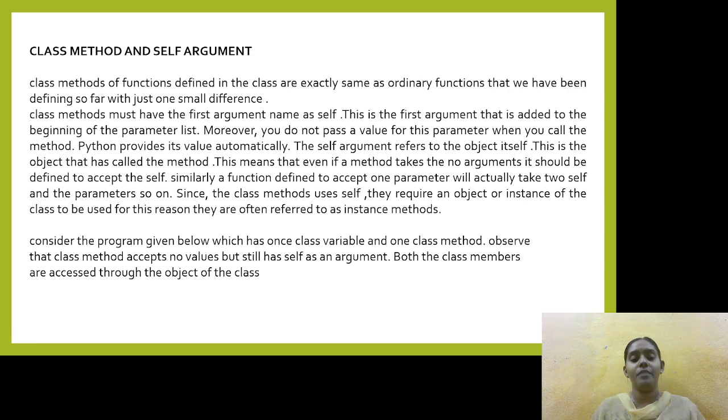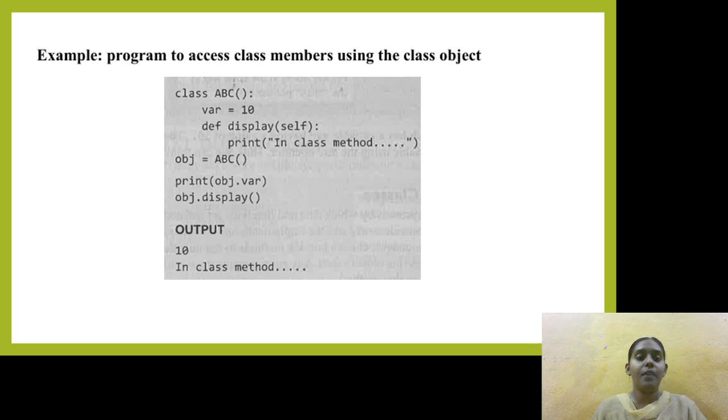Consider this program given below, which has one class variable and one class method, and observe the class method accepts no values but still has self as an argument. Both the class members are accessed through the object of the class. Here is the program to access class members using the class object. Here we are taking a class named ABC and variable equal to 10, and we are defining display, which accepts self, and we are printing the statement in class method. We are creating an object equal to ABC and printing object dot var, and we are calling display, and here is the output, that is 10 and in class method.